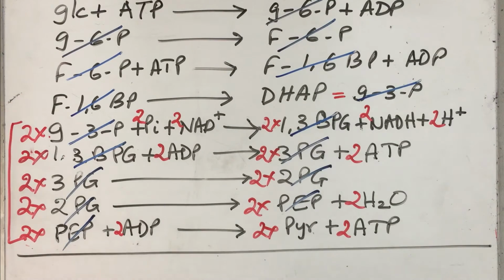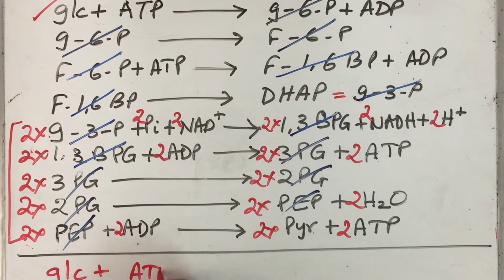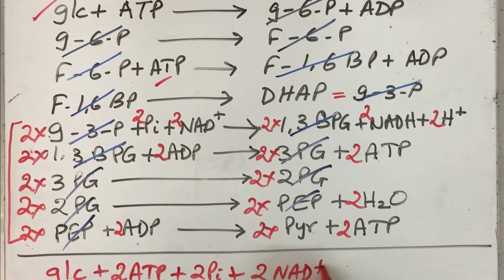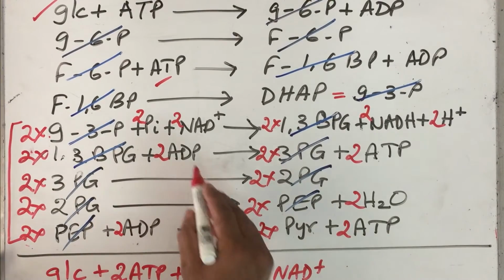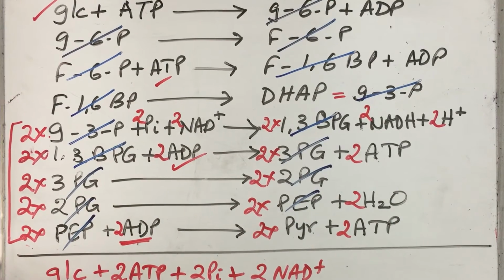What is the remaining? So the remaining is going to be, so we have glucose, so we write that glucose plus, here is an ATP, and here there is a second ATP, so 2 ATP molecules, here there are 2 Pi molecules, 2 Pi plus 2 NAD plus, here there are 2 ADP plus 2 ADP. Here there are 2 more ADPs, so we make that 4 ADP molecules. That's all on the left hand side.